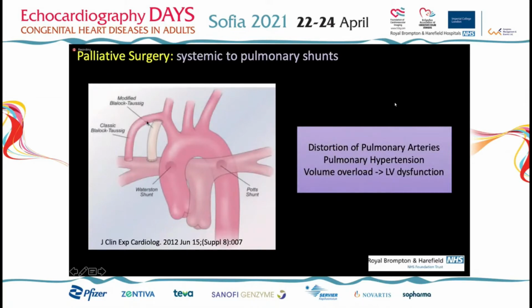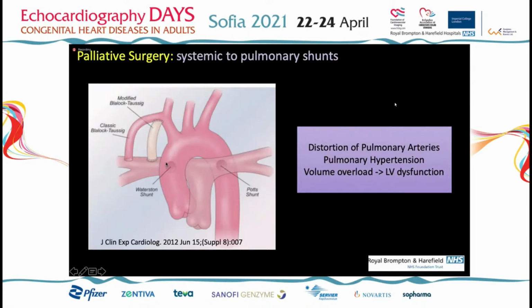So this is how they would look in a schematic representation. The classic BT shunt connected directly to the PA. Then the modified one with an interposition graft, and the Waterston and the Potts shunts at the level of the ascending and descending aorta, respectively. A previous shunt has to be corrected at the time of surgery, so it has to be taken down, but it can also leave sequelae.